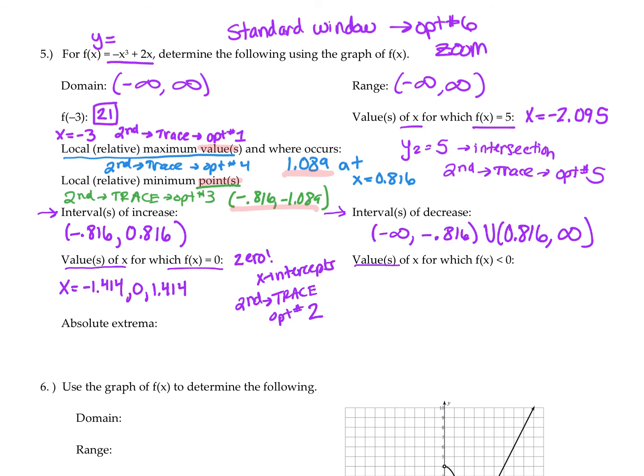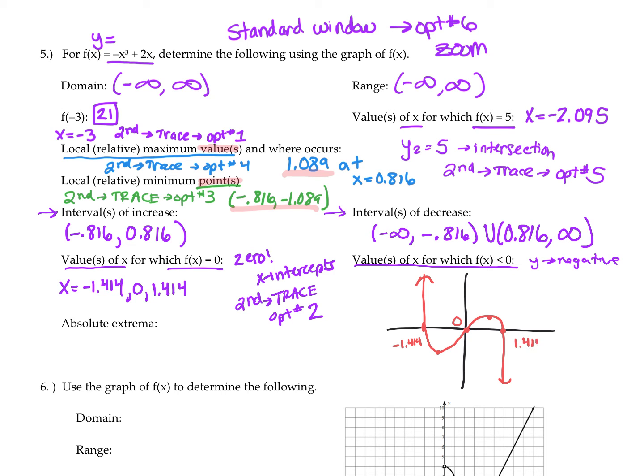All right, so now I want to know what are the values when f of x is less than 0. So basically when y is negative. So if I were to sketch a little sketch of the graph, not the best, but it works. This is that x-intercept of negative 1.414. This is that minimum. This is the origin. This is the maximum. And this is the other x-intercept, 1.414.